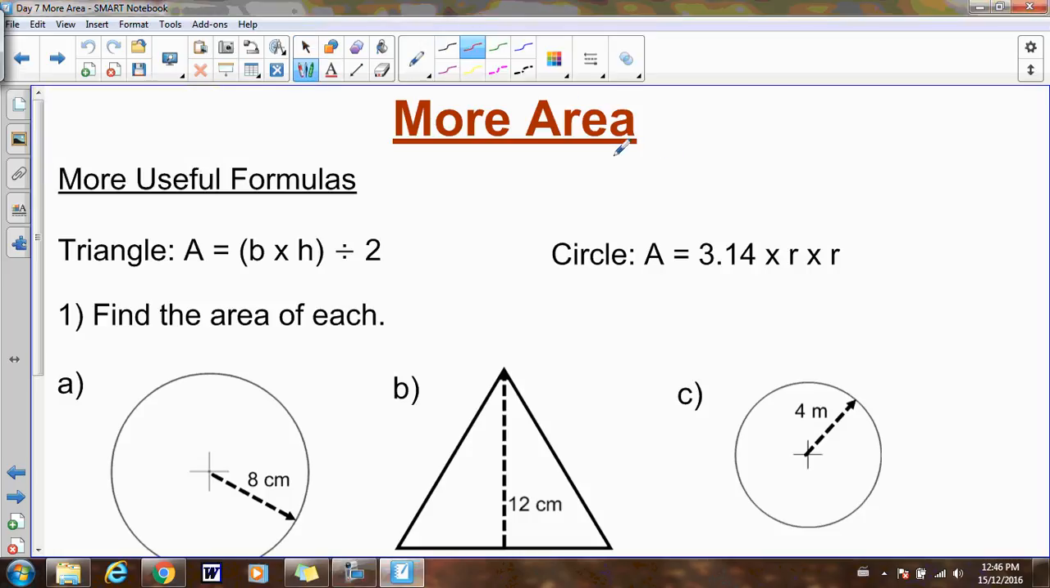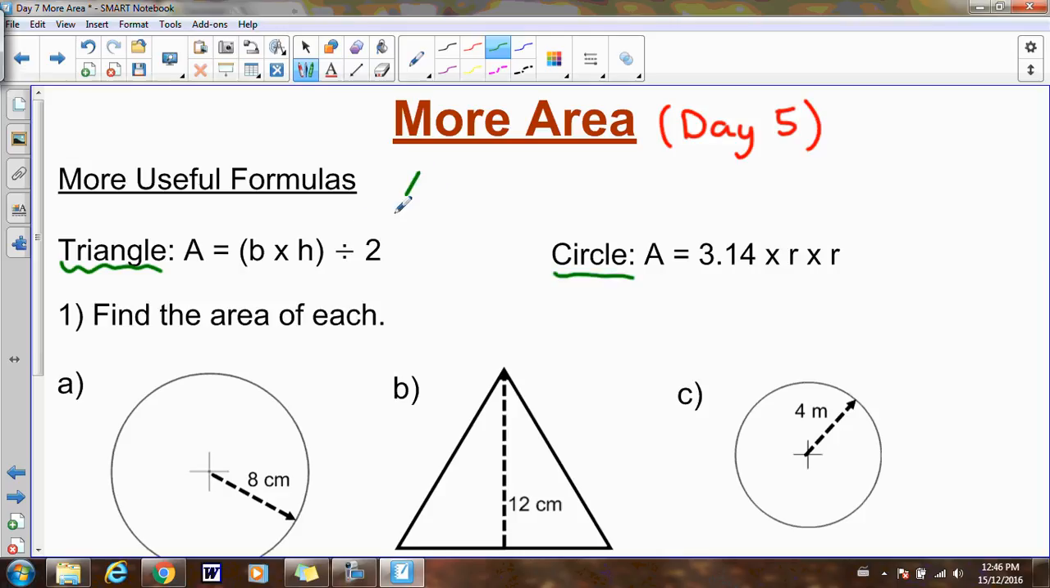Hi everyone, we're going to continue our discussion about area today, and this is day 5 in your booklet. Today we're going to talk about two other kinds of shapes. One is the triangle, the other is the circle.